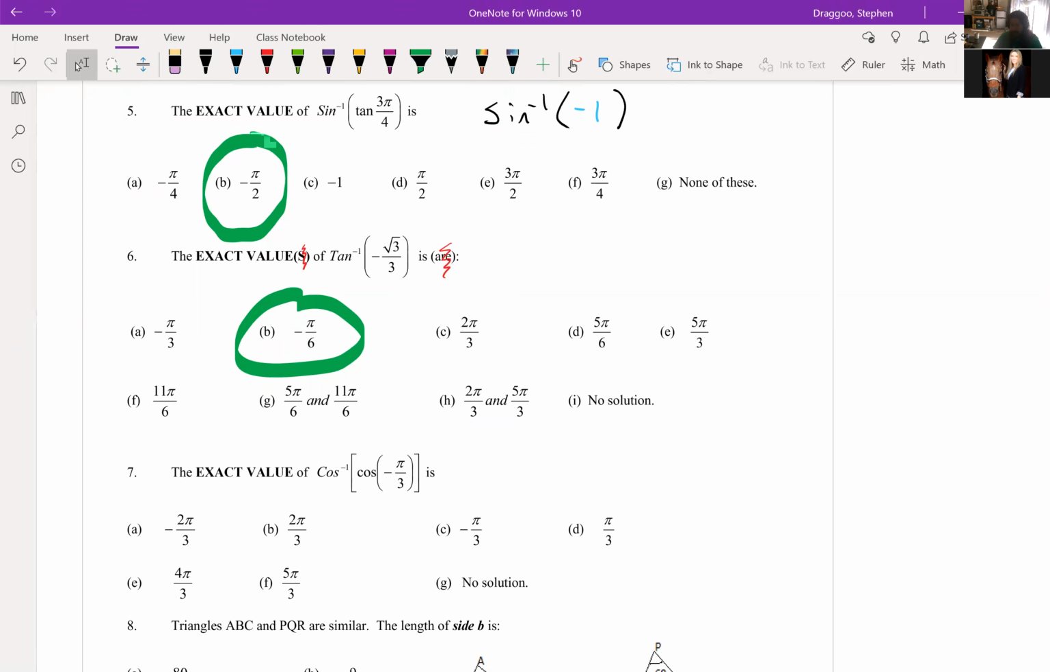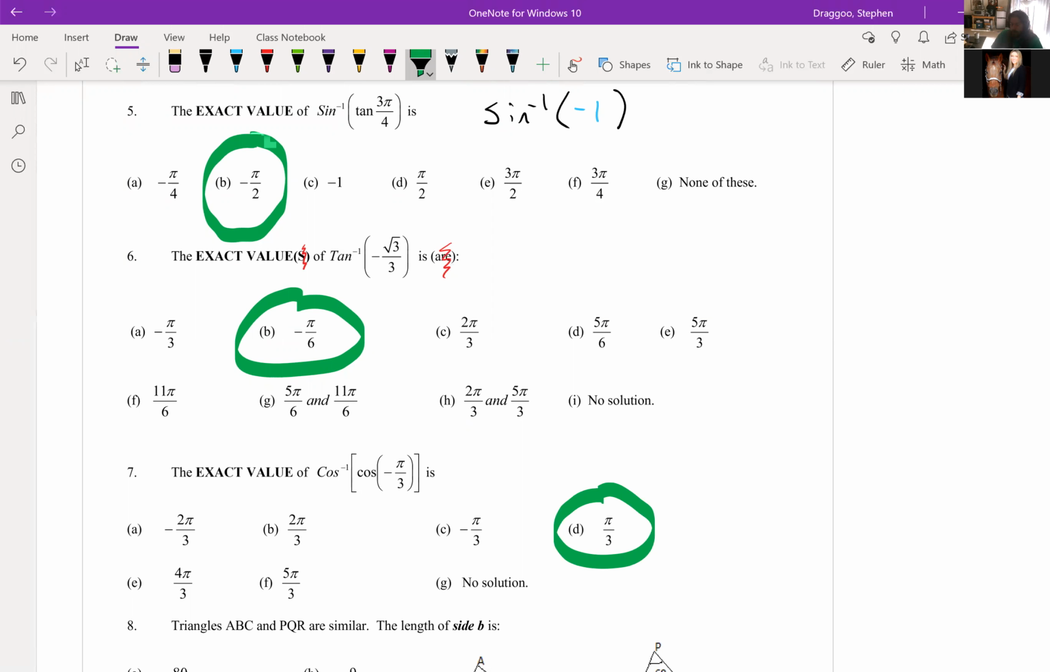Right, in 7, we've got the cosine inverse of the cosine of -pi over 3. And we want to come up with an answer here. So it's pi over 3. Let's talk about why, though.